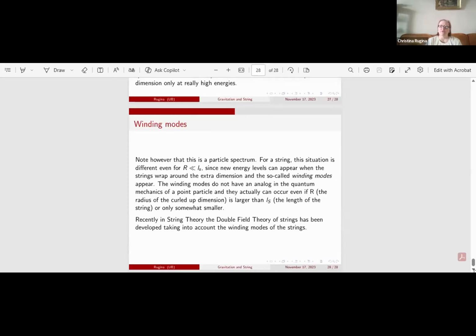And the winding modes. If you have a circle like that, we'll see winding modes later in the course. For a string, the situation is different, since new energy levels can appear when the string wraps around the extra dimension, which are the so-called winding modes. The winding modes do not have an analog in the quantum mechanics of a point particle, and they can occur even if r is larger than the length of the string, or only somewhat smaller. And Professor Zwiebach is known in research for many things, but also for developing double field theory.